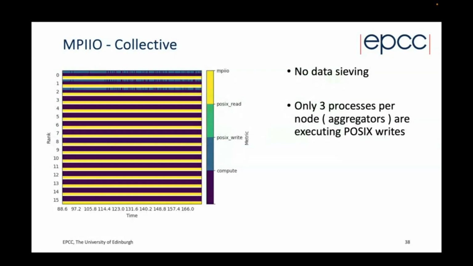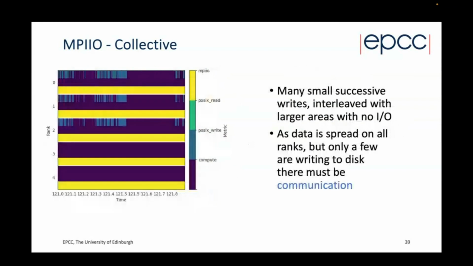So let's have a look and see what it's actually doing. Now you can see that in the MPI-IO collective operation, as a function of time, most of the ranks are not doing any POSIX read or write. They're doing MPI-IO operations, but they're not actually writing to the disk, except for 3, which are doing writes. It turns out there are actually 3 processes for each node that are doing POSIX writes.